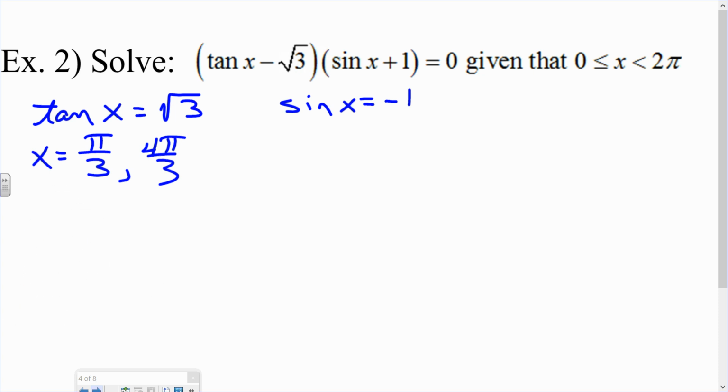Okay, easier one, hopefully. And in radians, where is the sine -1? There we go.